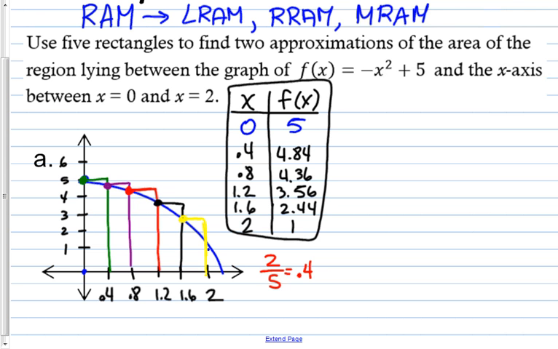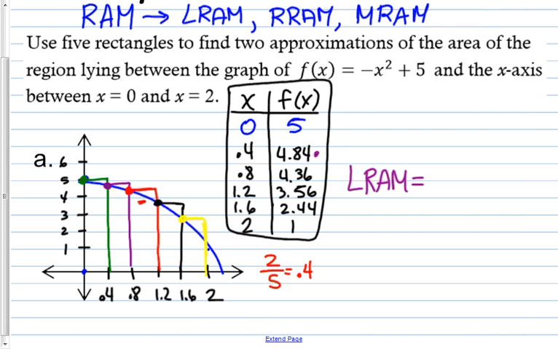Okay, so I'm going to use these 5 rectangles to approximate the area. This is LRAM. LRAM is going to be the area of each rectangle. So the first one is 0.4 wide times 5. That's the height. The second one is still 0.4 wide, but times a height of 4.84.